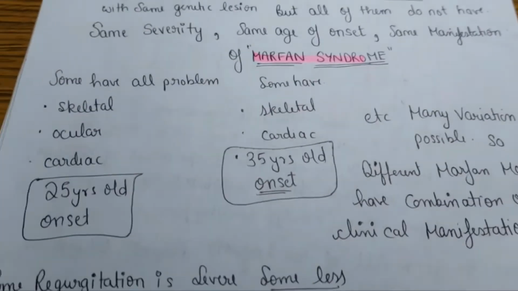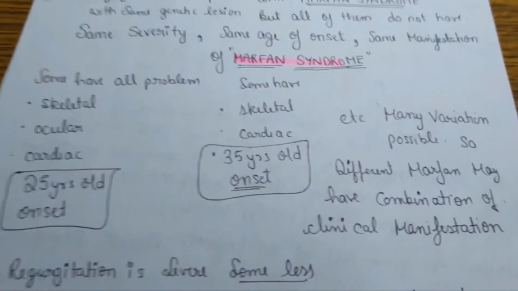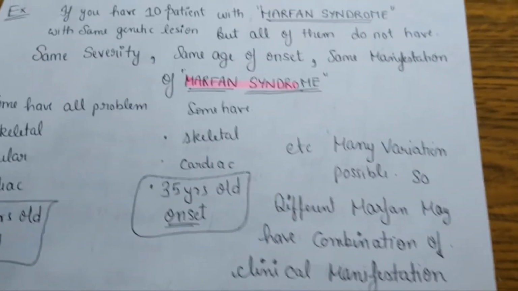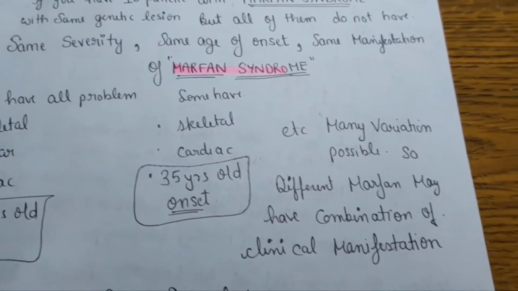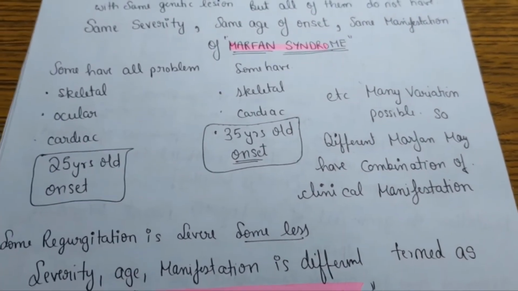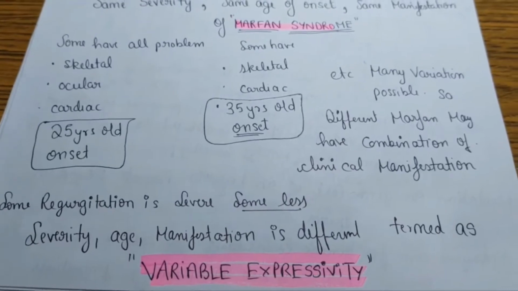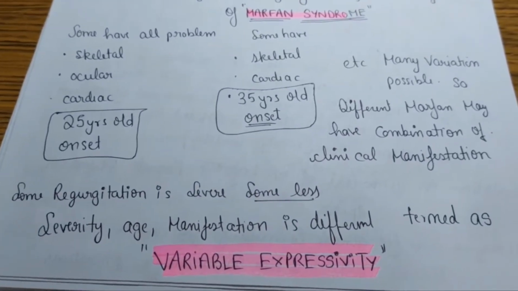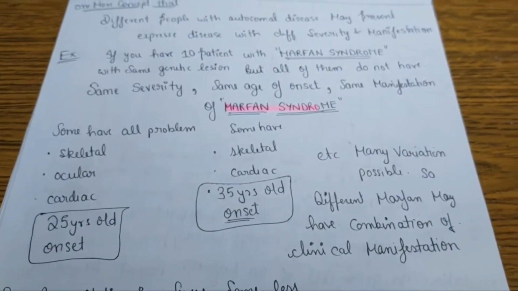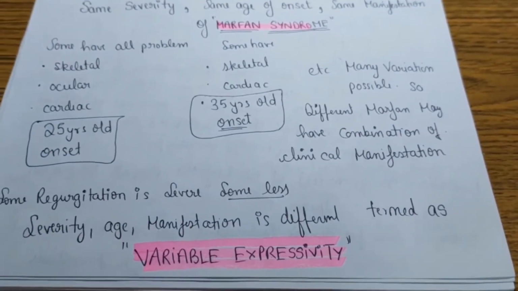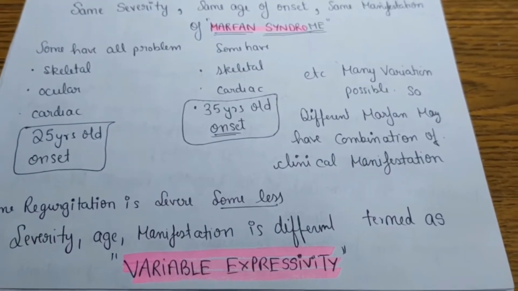So this means that different people with the same disease can have different severity and different age of onset. This means that many variations are possible. So different Marfan's suffering people may have a combination of clinical manifestations, and this is termed variable expressivity. Basically, it means that different people won't be expressing the same disease in the same manner. It will vary from person to person, and that is called variable expressivity.